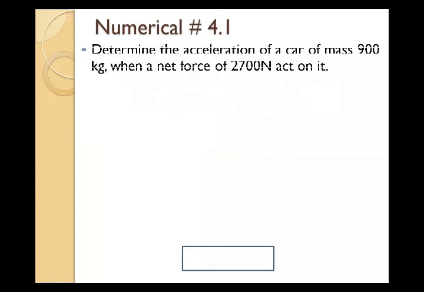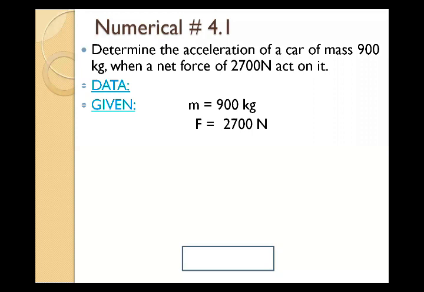Now we are moving toward numerical number 4.1. First I read it: Determine the acceleration of a car of mass 900 kg when a net force of 2700 Newton acts on it. Students, first we make the data, and in the data we collect all the given values. So mass is given, that is 900 kilogram, and force is given, that is 2700 Newton.